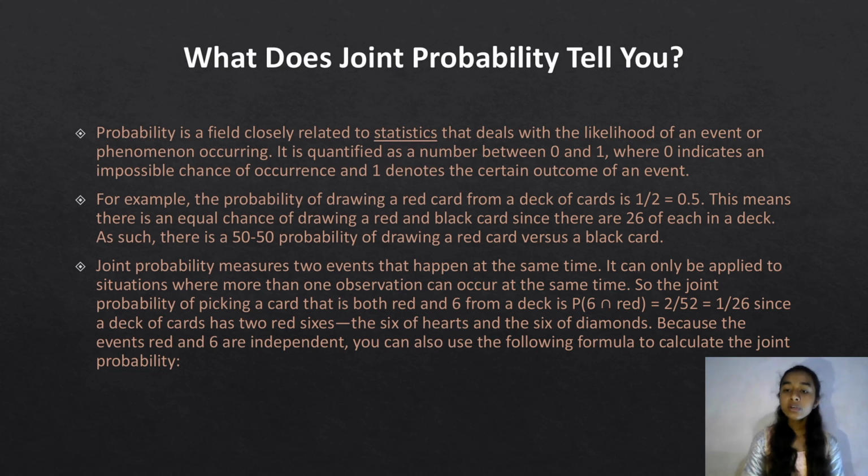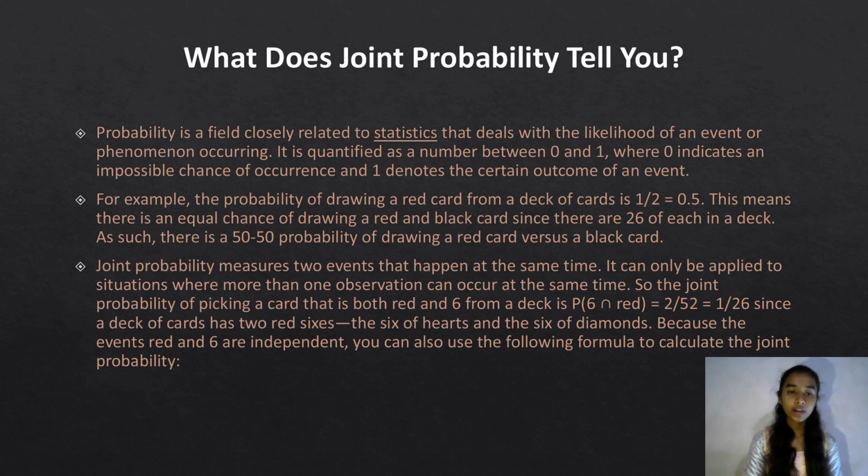It can only be applied to situations where more than one observation can occur at the same time. So the joint probability of picking a card that is both red and 6 from a deck is P of 6 intersection red equals 2 by 52, that is 1 by 26, since our deck of cards has two red 6s, the 6 of hearts and the 6 of diamonds.